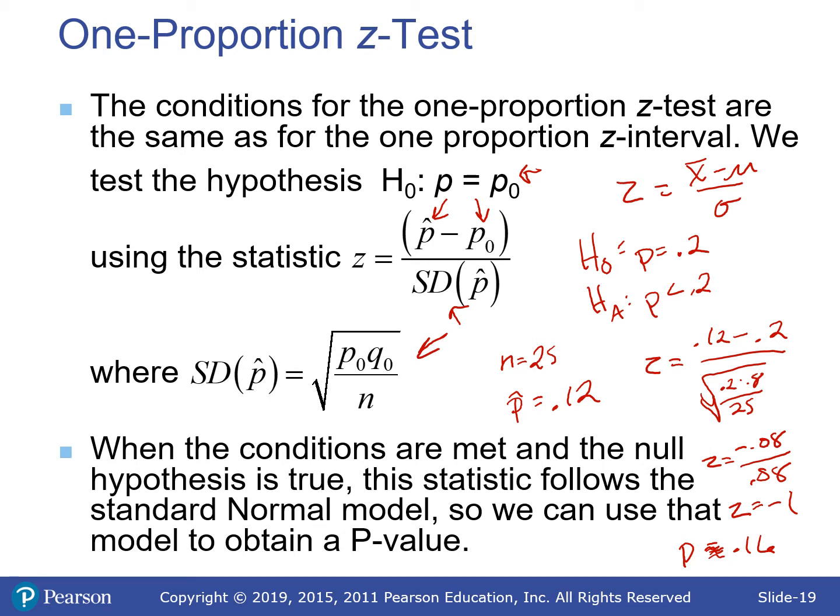So when the conditions are met, the null hypothesis is true. The statistic follows the standard normal model, so we can use that model to obtain a p-value. A sample size of 25 was probably big enough for the central limit theorem to take hold. We have at least 10 successes, 10 failures. I didn't check that. I picked 25 because the square root was nice. The population was close enough to normal, it didn't matter. I just made that part up for the example.